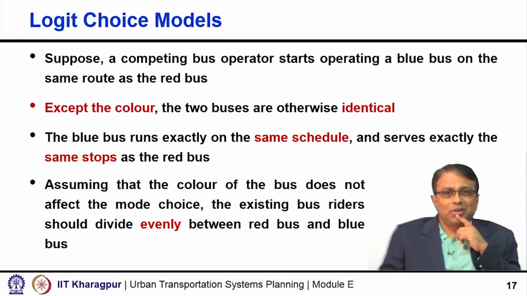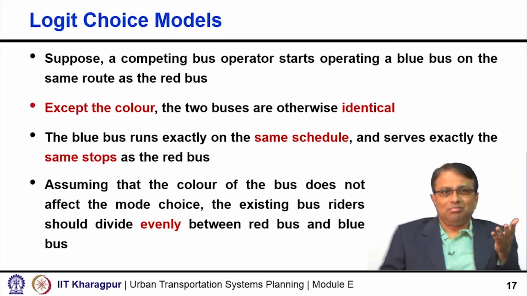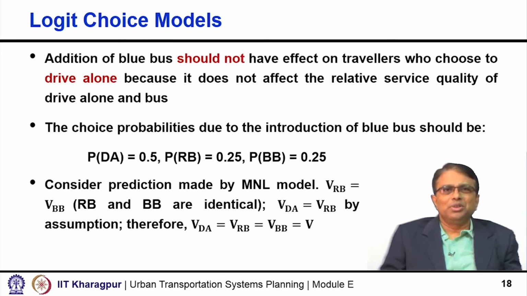But what is the multinomial logit model going to give you? Because of this IIA property, the ratio of the probability of using drive alone and the probability of using the red bus will remain unchanged, the same. So, what are you going to get? You have three modes, and because of this IIA property, remember that.